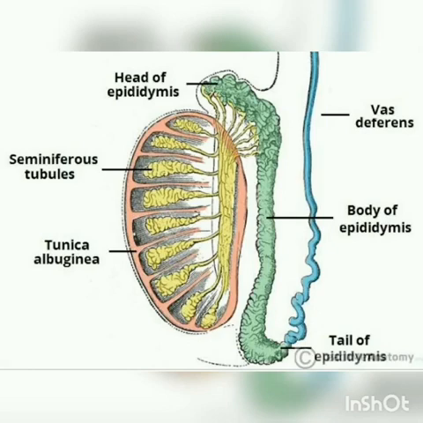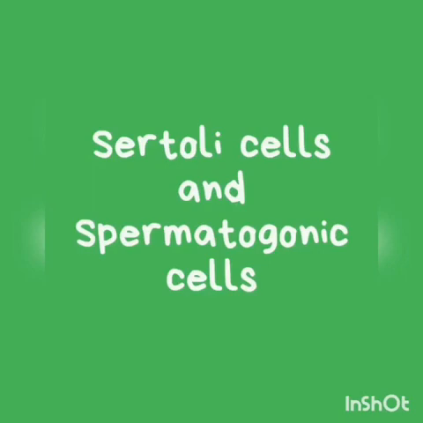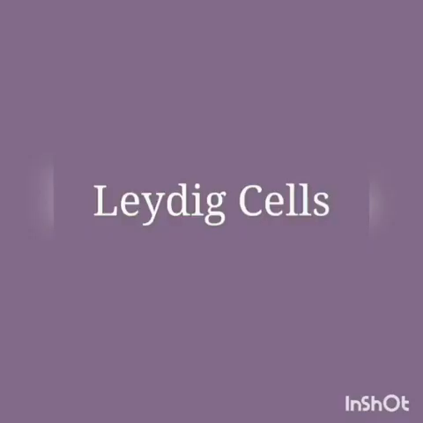Each testis is covered by tunica albuginea and is divided into many lobules which contain seminiferous tubules. These seminiferous tubules have 2 types of cells. One is the Sertoli cell, the other is the spermatogonial cell. Sertoli cells provide nourishment to the sperms and also secrete a hormone called inhibin. Spermatogonial cells differentiate to produce spermatozoa. Leydig cells secrete a hormone called testosterone which initiates the process of spermatogenesis.